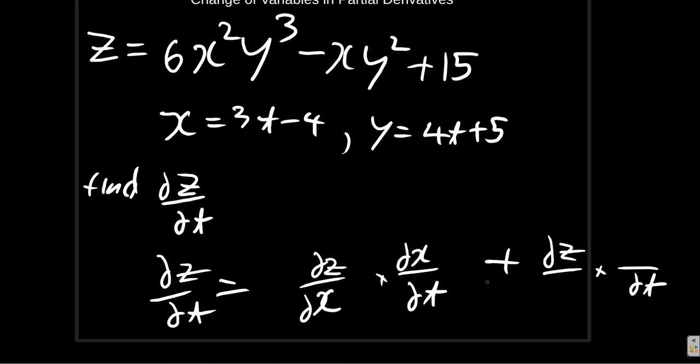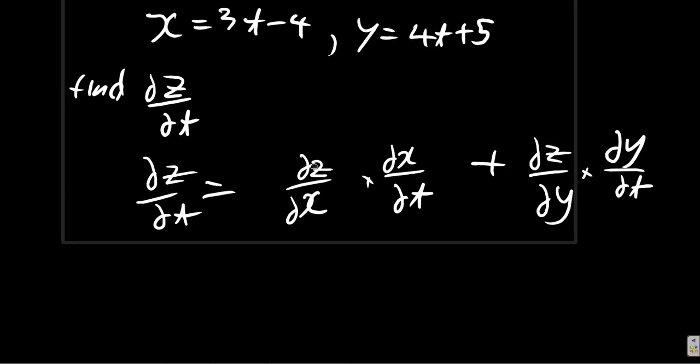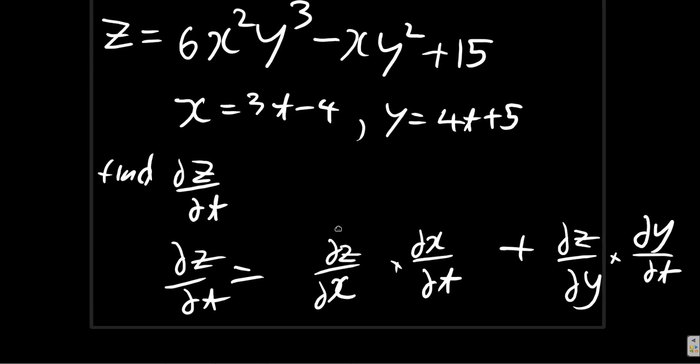Now, what about the y? You can find delta y by delta t, of course. Delta y by delta t. You can also find delta z by delta y. See that? Alright. So we need delta z by delta x.